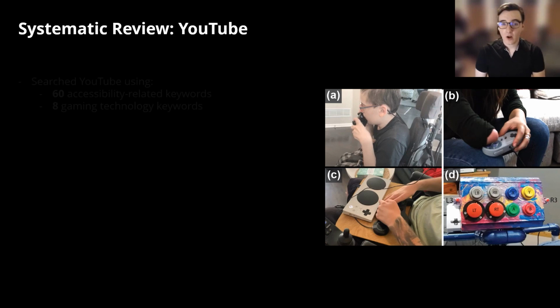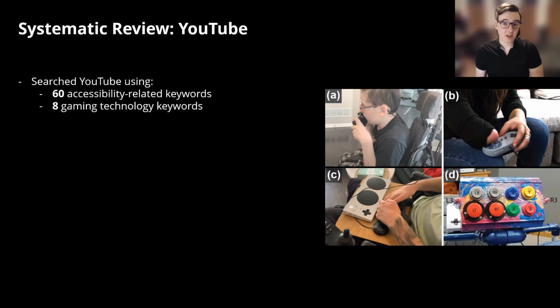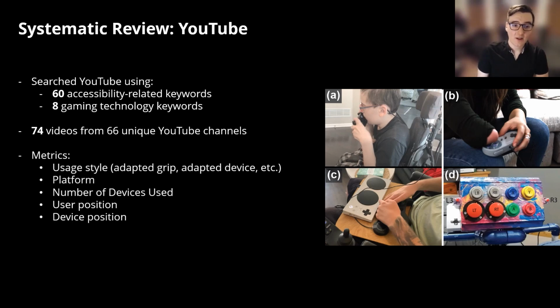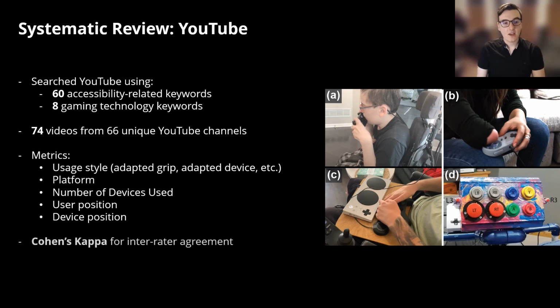We searched YouTube for all combinations of 60 accessibility-related keywords and 8 gaming-related keywords like Xbox, PlayStation, things like that. After establishing a dataset and narrowing it down using preset inclusion and exclusion criteria, we ended up with 74 videos from 66 unique YouTube channels. We categorized the videos based on usage style, platform, number of input devices, user position, and device position. And then finally, we used Cohen's kappa as a measure for inter-rater agreement in this analysis.